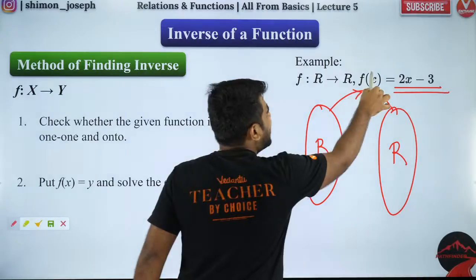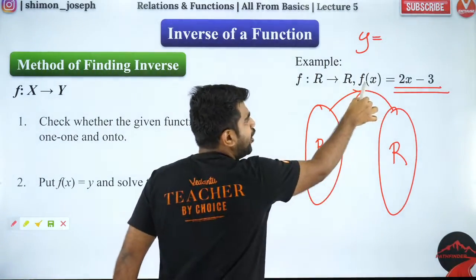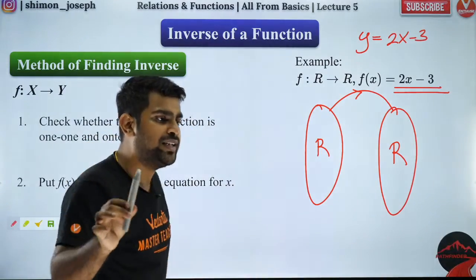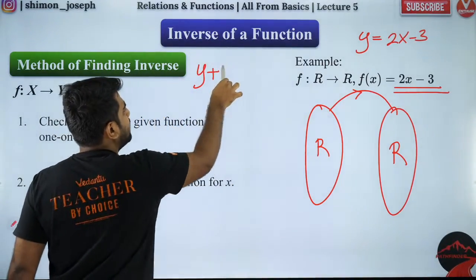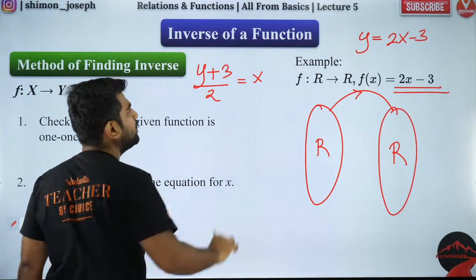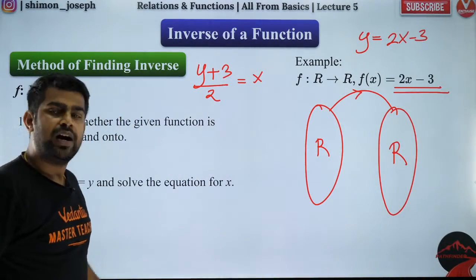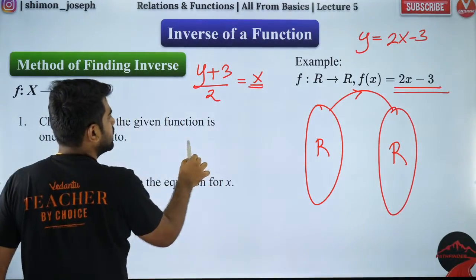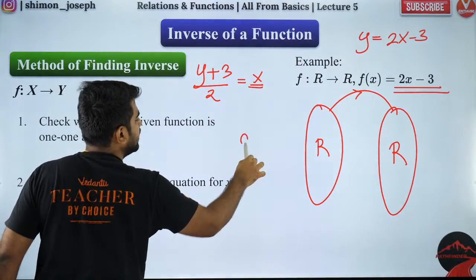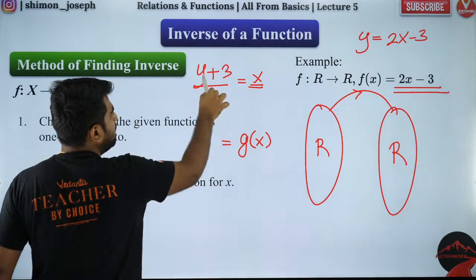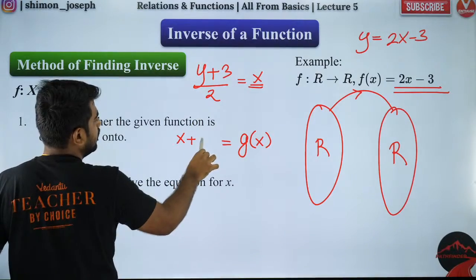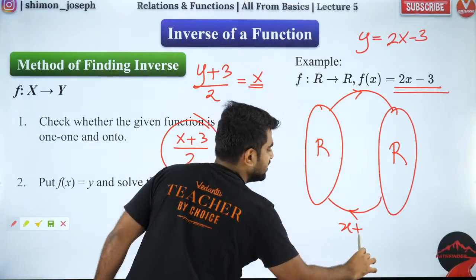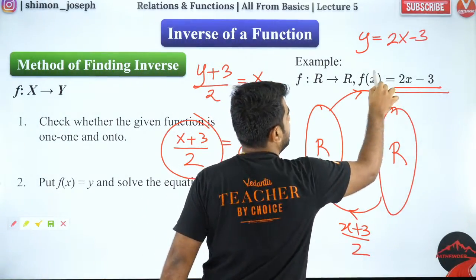The procedure is: write f of x as y. Now get x in terms of y. So how do I get x in terms of y? It is nothing but (y plus 3) divided by 2. Isn't that right, people? Are you all clear? Now, whatever you got is the inverse. So you replace this x by g of x, and you replace y by x. So this is the inverse function. The inverse of this is nothing but (x plus 3) by 2.